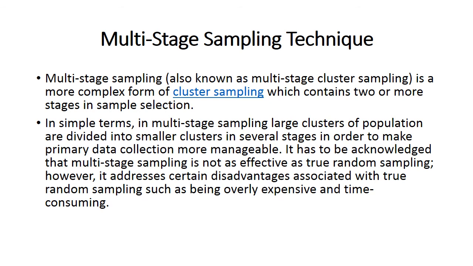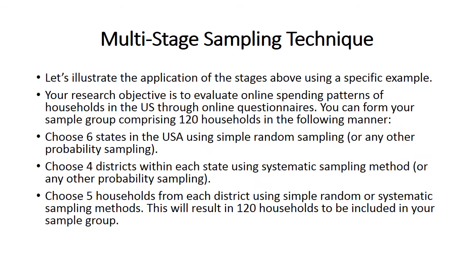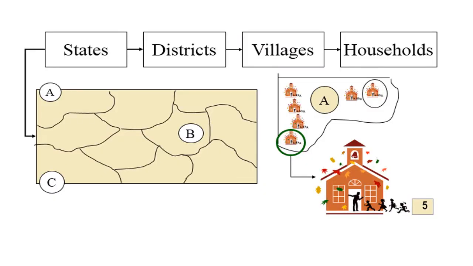It has to be acknowledged that multi-stage sampling is not as effective as true random sampling. However, it addresses certain disadvantages associated with true random sampling, such as being overly expensive and time consuming. Let us illustrate this with an example. I had already discussed this example. Now with this diagram, the example could be much clearer.